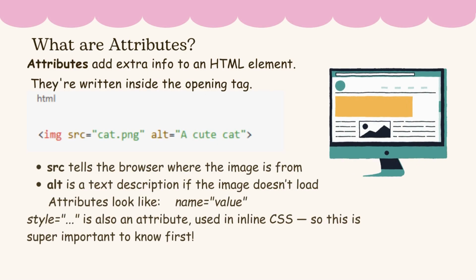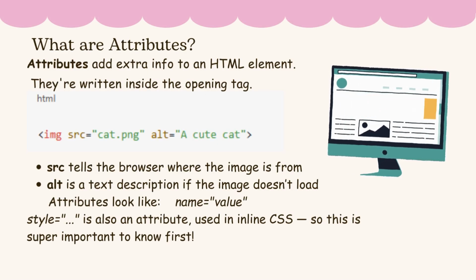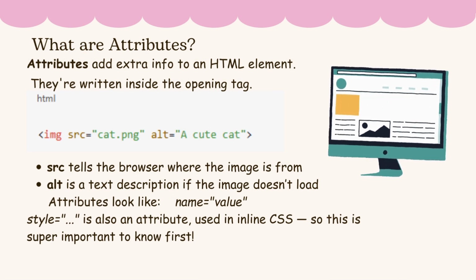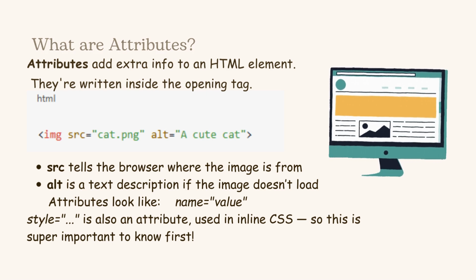Attributes add extra information to your elements. For example, src tells where an image is from, and alt describes it. You'll also see style equals, used in inline CSS.